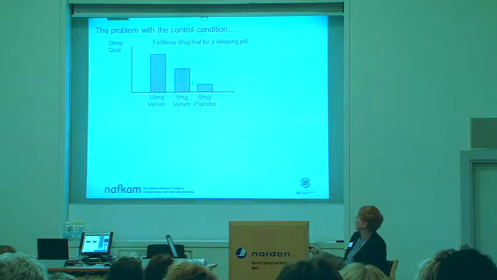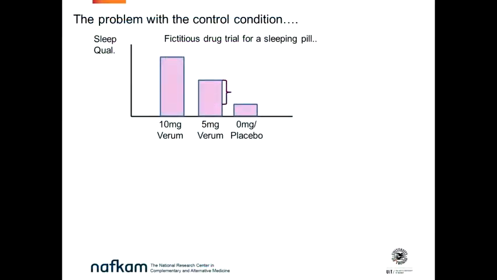This is a double-blind trial. Nobody knows. The patients don't know, and the person giving the pills also doesn't know. And you measure sleep quality. Then you have a difference here and a difference here, and it's clear these differences give you the effect of the drug.